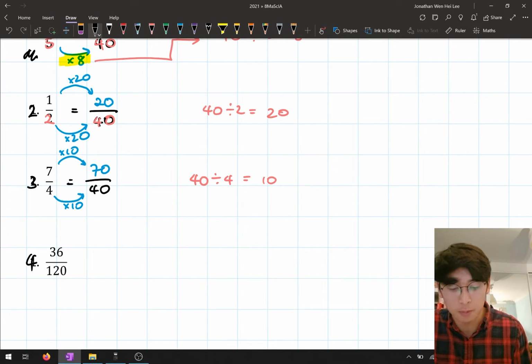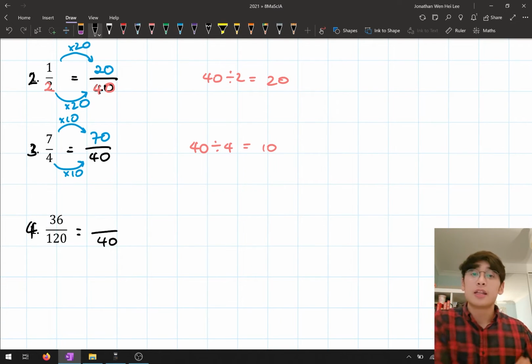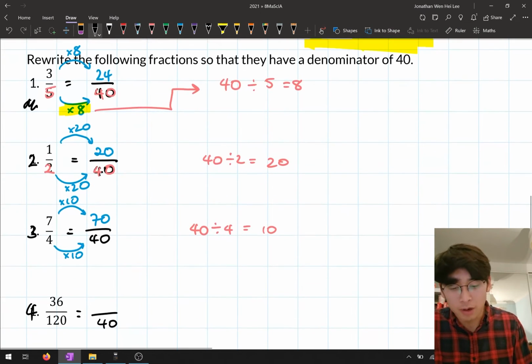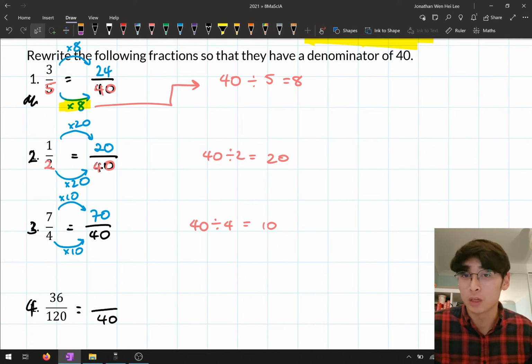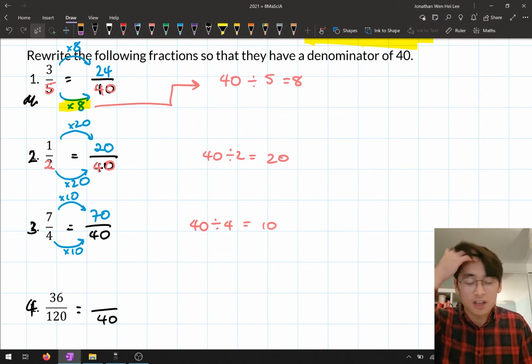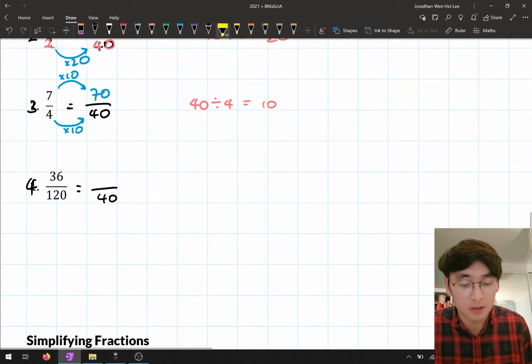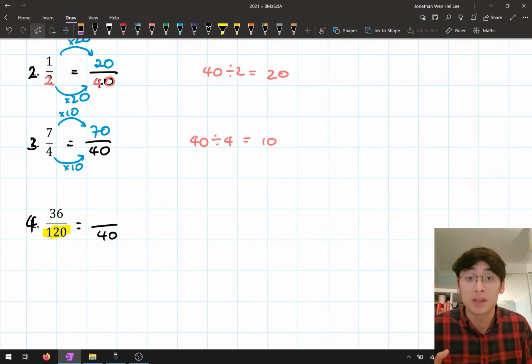Okay, now last example here. So the fourth example here. I've got 36 over 120. Now here, I want to write this as a fraction over 40. Now, compared to all the previous ones, notice all the previous examples, all of the denominators have been smaller than 40, which is really nice because that tells me I need to multiply. This time, because the starting denominator is bigger than 40, we need to divide. And so whatever we divide the denominator by, we also need to do to the numerator as well. Same thing as the questions that we did before.